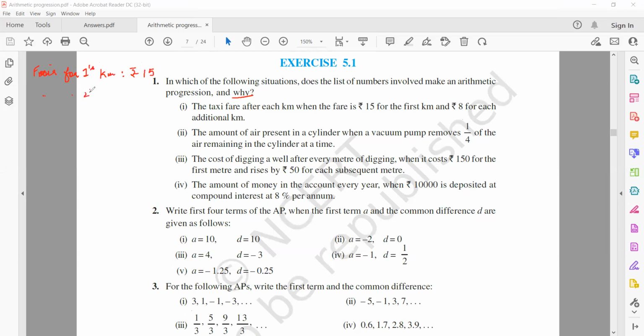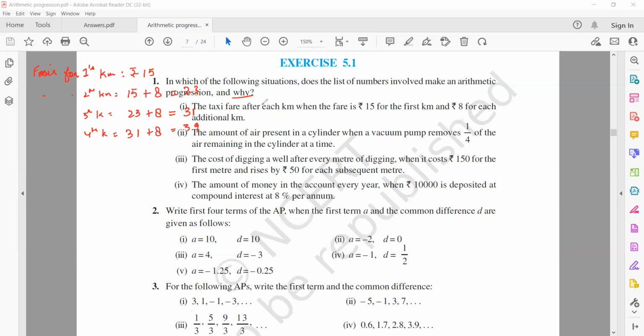Okay. Then similarly fare for second kilometer. It will be 15 plus 8, right? Yes, ma'am. Which is equal to 23. And then similarly for the third kilometer, it will be 23 plus 8, right? What is equal to 31, right? Then fourth kilometer, it is 31 plus 8, which is 39. So we can see there's a constant number which is being added to every kilometer, right? So this is an AP.